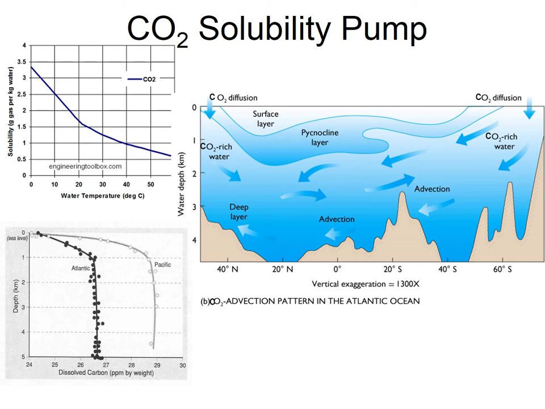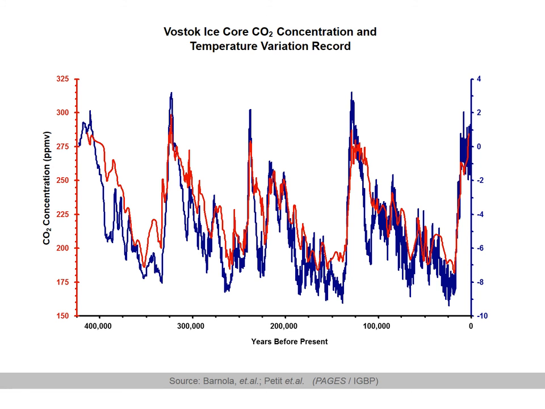But there's also this effect of temperature that I want to think about. Okay, so we know that CO2 is much more soluble. You get much more CO2 into cold water than warm water. And that explains some of the surface patterns we saw. But also, if we look back in time, in colder periods, this is many thousands of years in the past. These are glacial, interglacial cycles. So this is the last glacial maximum.